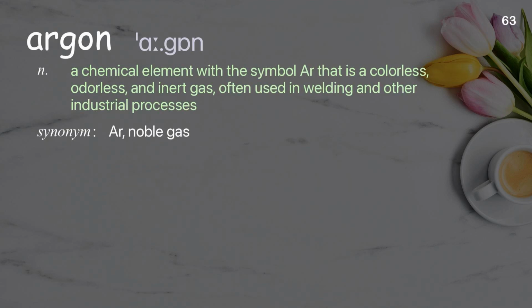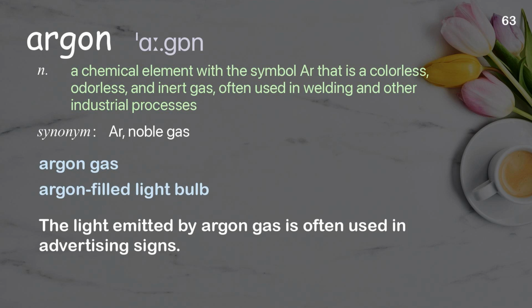Argon. A chemical element with the symbol Ar that is a colorless, odorless, and inert gas, often used in welding and other industrial processes. Examples: Argon gas. Argon-filled light bulb. The light emitted by argon gas is often used in advertising signs.